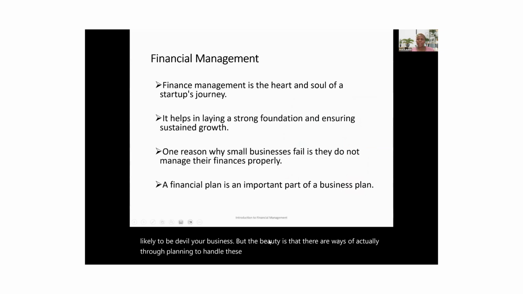So now we come to the area of financial management, and this is what will help us manage these challenges. When we talk about financial management, we can say that managing the finances is the heart and soul of a startup journey. Before you start your business, this is the heart and soul. Without the heart, without the soul, you cannot live. So knowing how to manage your limited, unpredictable finances is key to the success of your business.